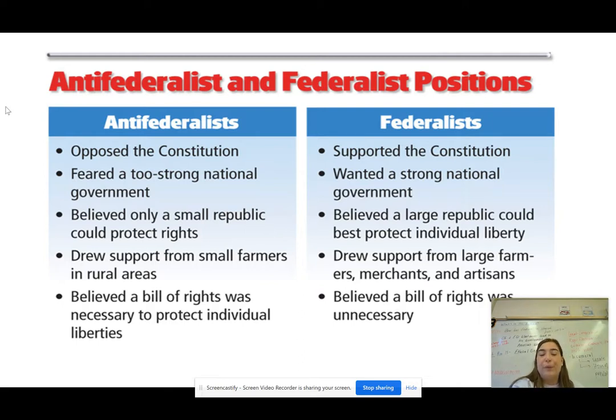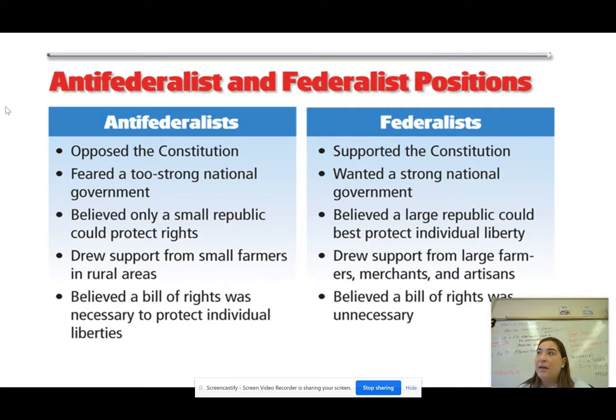They drew support from small farmers in rural areas, and they thought that a Bill of Rights would be necessary to protect individual rights. And girls, when we say individual rights, these are your speech, assembly, religion, right to bear arms, things like that. The Federalists supported the Constitution, and they wanted a strong national government.